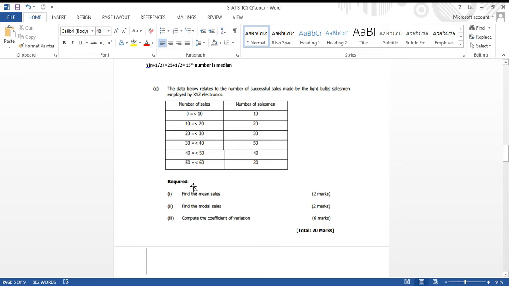All right, so we've been required to find the mean sales, the modal sales, and compute the coefficient of variation. So we're going to start with the mean.